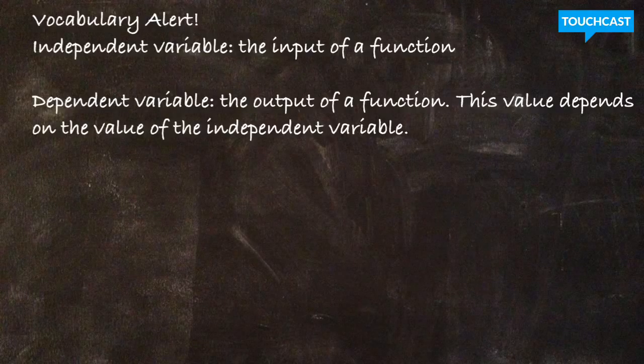Alright, here's a vocabulary alert for today. We are going to be talking about independent variables and dependent variables. All an independent variable is the input of a function. It's something that does not depend on anything else. While a dependent variable is the output of a function. It's the value that depends on the value of our independent variable. If we have an equation, typically our independent variable is the x, and our dependent variable is the y. So let's look at an example where we need to identify the dependent variable and the independent variable.